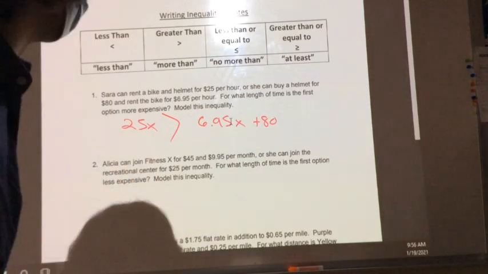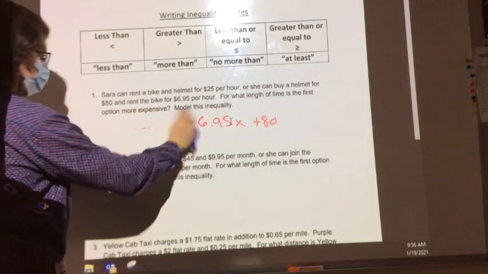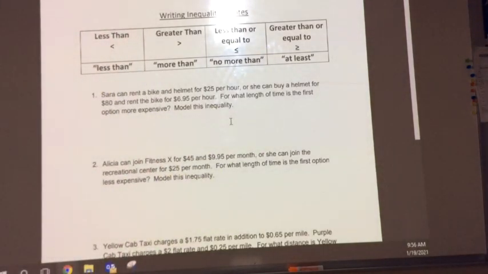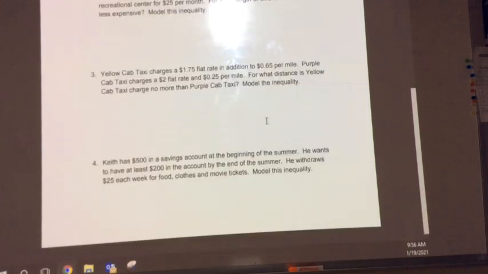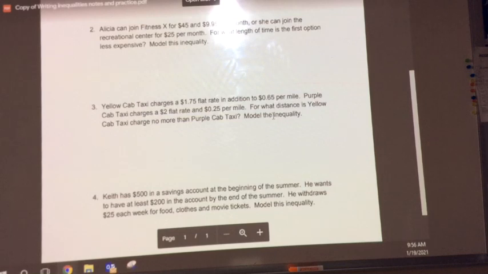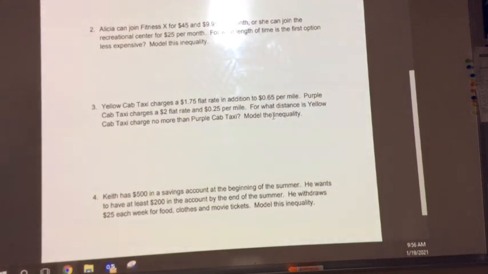All right, let's go to the second one. I'm not even going to make you solve this one. All right, number two. Alicia can join Fitness X for $45 and $9.95 per month. Or she can join the Recreational Center for $25 per month. For what length of time is the first option less expensive? Model this inequality.